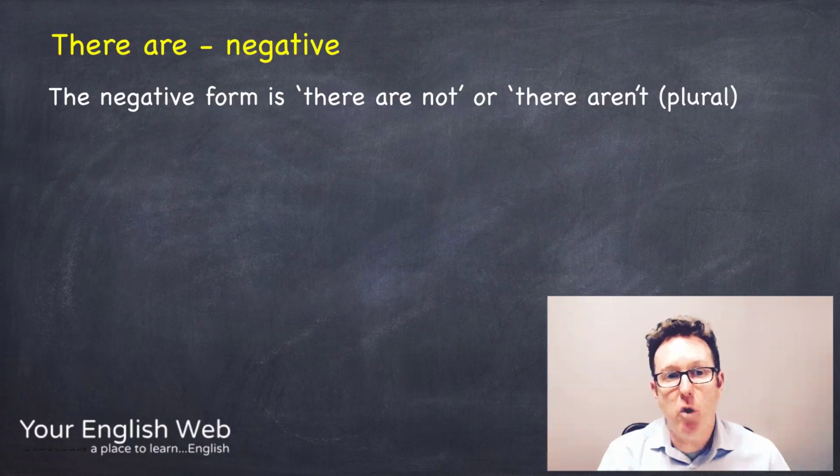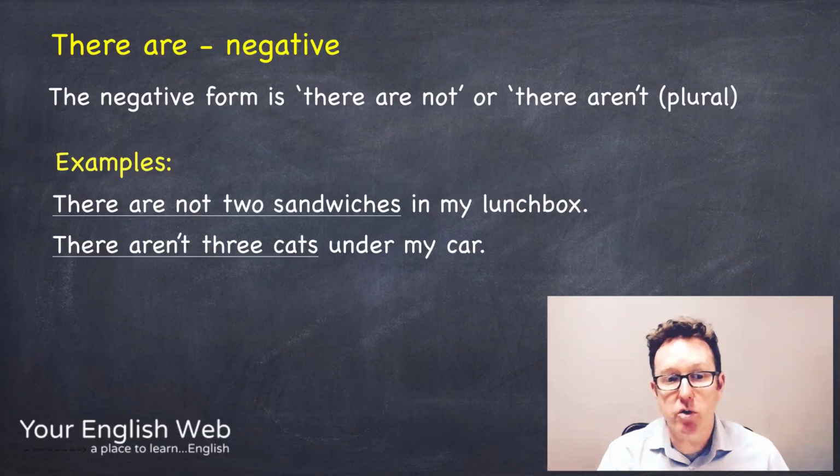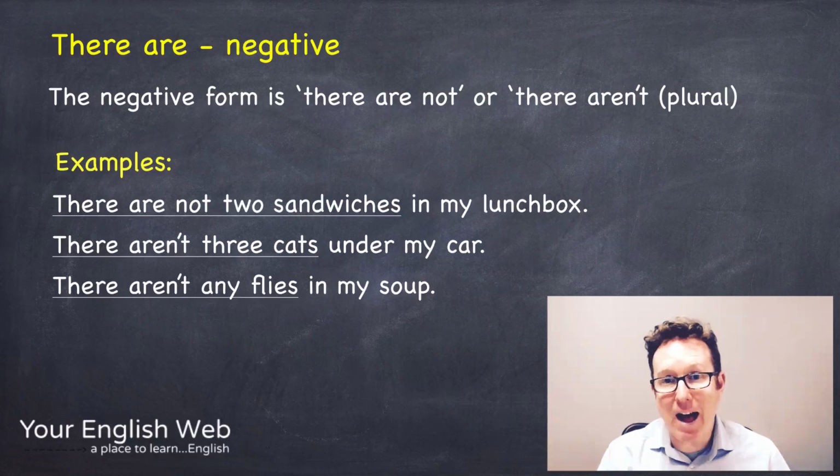The negative form of there are is there are not or there aren't for plural. Examples: there are not 2 sandwiches in my lunchbox. There aren't 3 cats under my car. There aren't any flies in my soup.